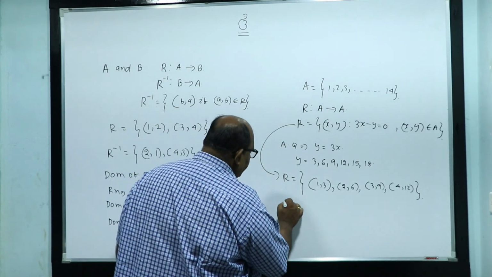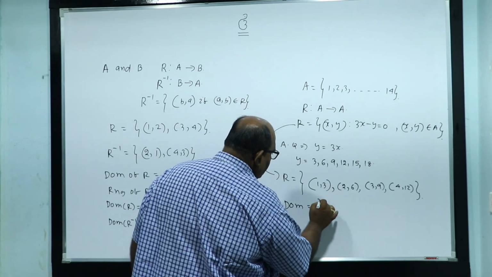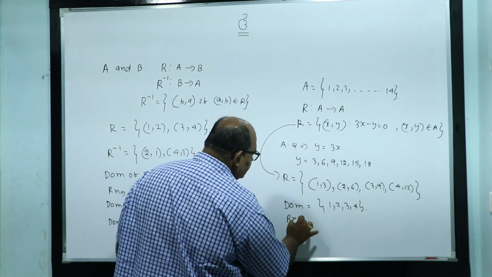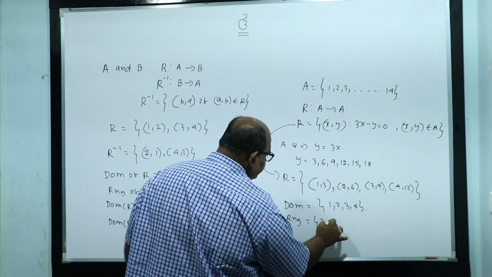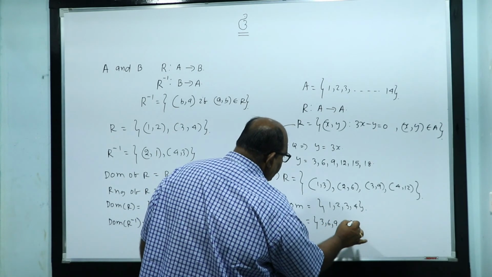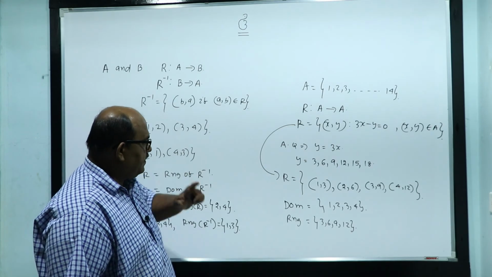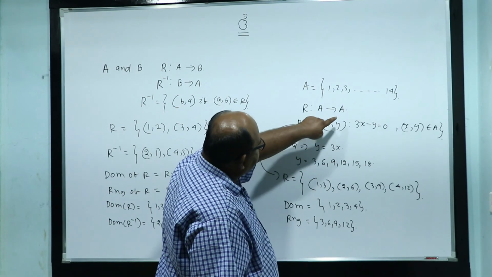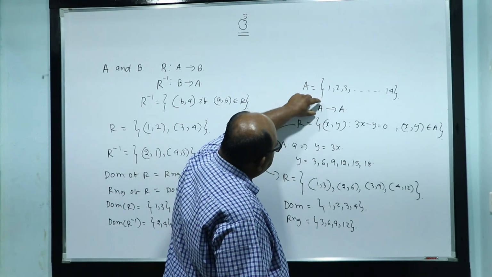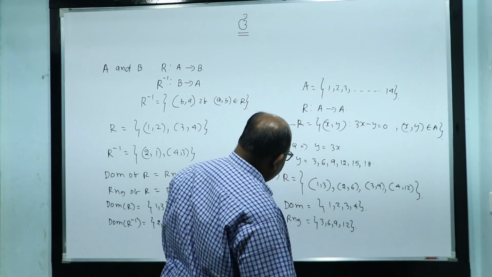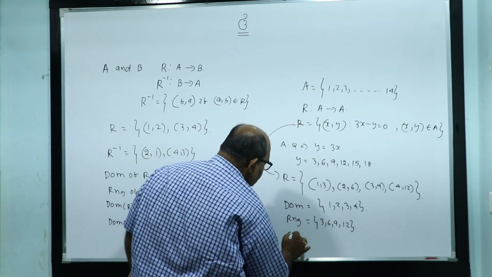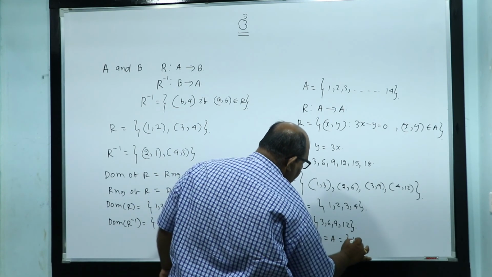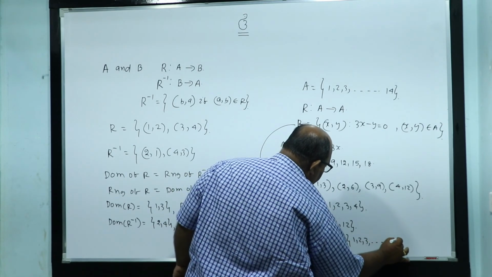Now, what is the domain coming? The domain is 1, 2, 3, 4. What is the range coming? The range is 3, 6, 9, 12. And what is the codomain coming? The codomain is this set. Here the range is a subset of A. Here the first set is A, the second set is also A, so the second set is called the codomain. So here the codomain is equal to set A, that is 1, 2, 3, dot, dot, dot, 14.